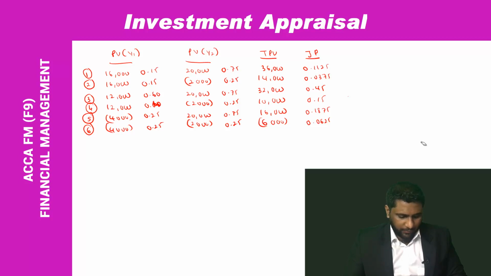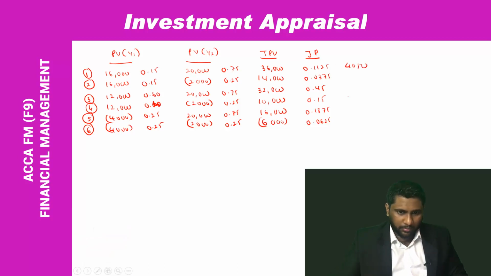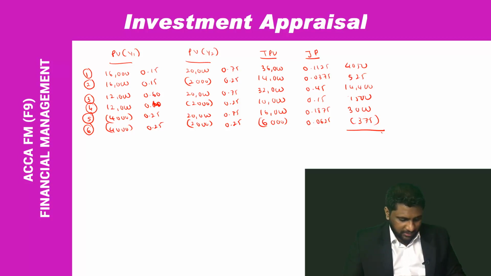36,000 into 0.1125, it's 4,050. 14,000 into 0.0375, 525. 32,000 into 0.45, 14,400. Here 1,500. 16,000 into 0.1875, it's 3,000. Minus 6,000 into 0.0625. So how much is that? Minus 375. So what's the total amount that you are getting? 4,050 plus 525 plus 14,400 plus 1,500 plus 3,000 minus 375.